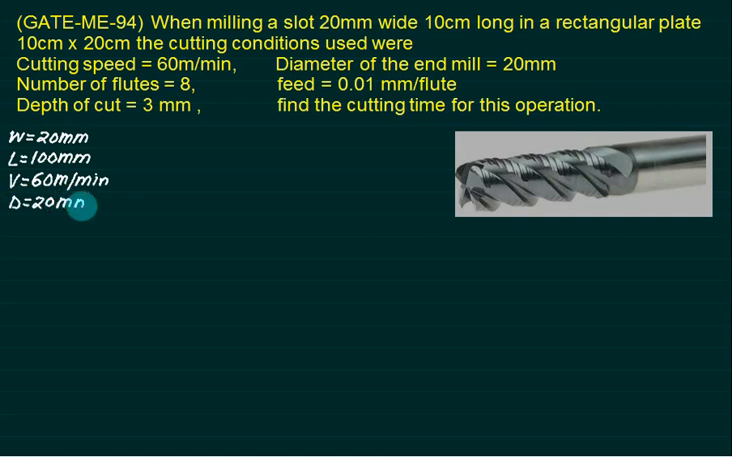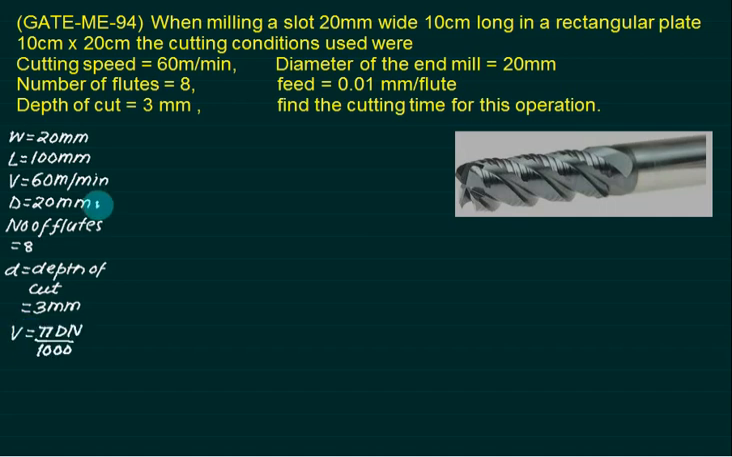Instead of Z, this time the number of flutes are given. So we will equate the number of flutes equal to Z. Z is equal to 8. The depth of cut is 3 mm. Now first of all we'll calculate N, then Fm and compulsory approach. The first is V equal to πDN by 1000. Put V equal to 60 and diameter equal to 20 and get N equal to 955 rpm.